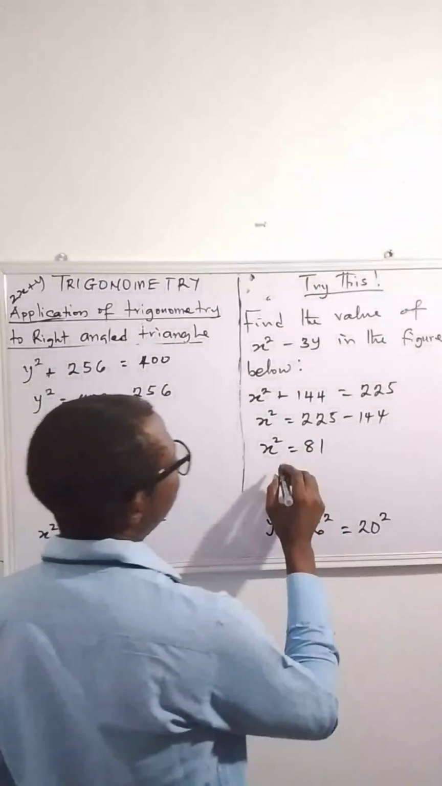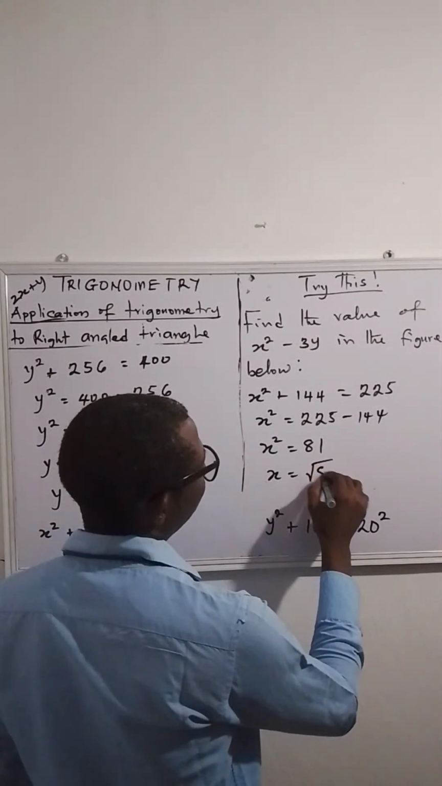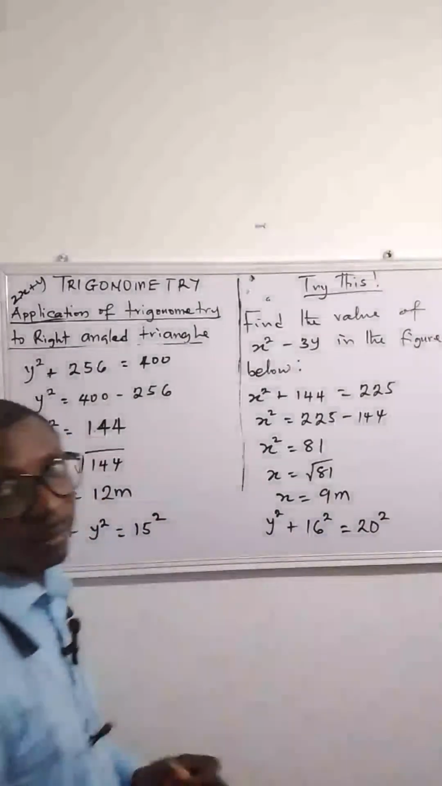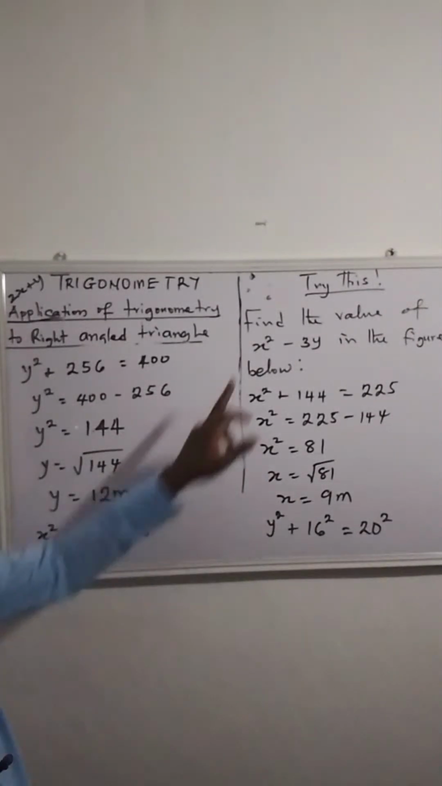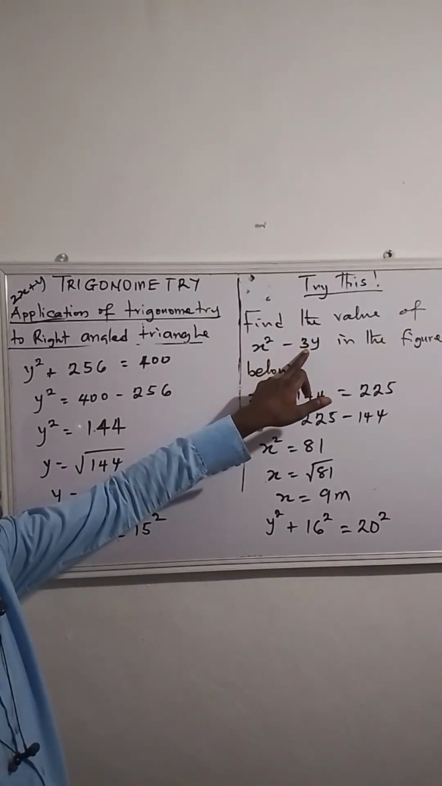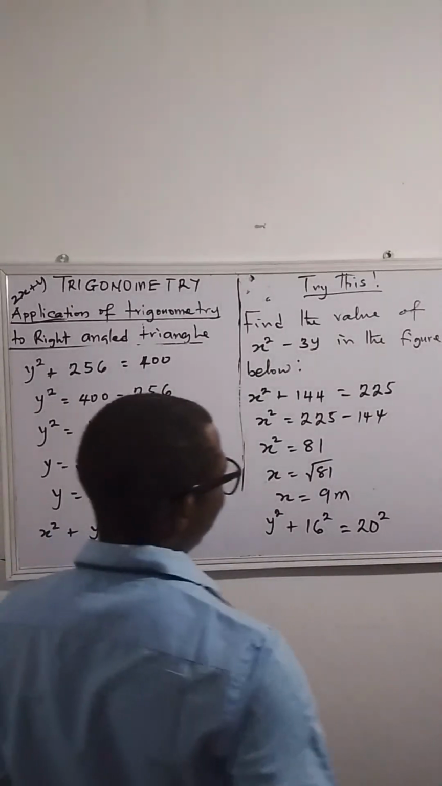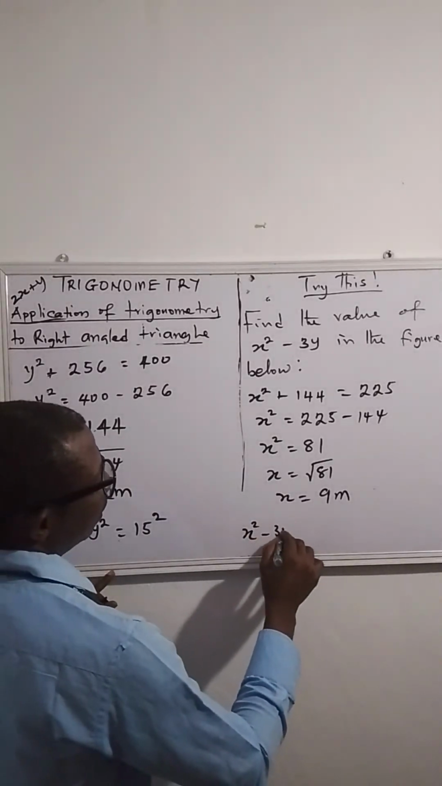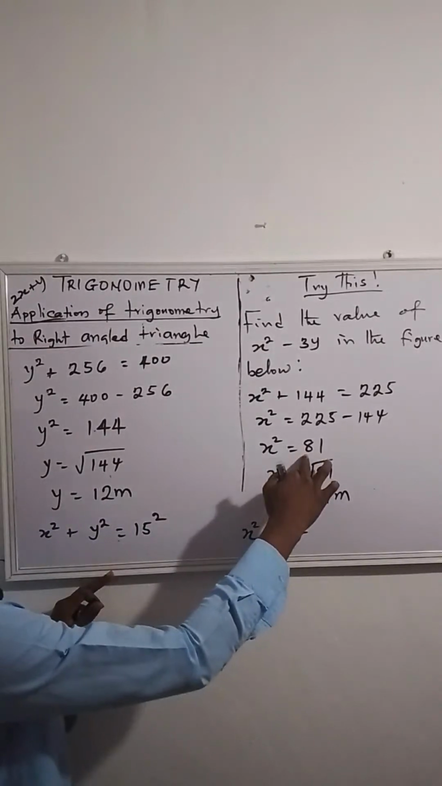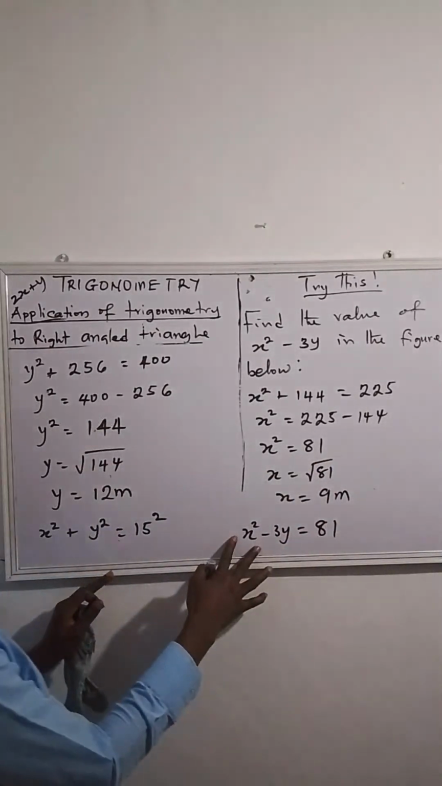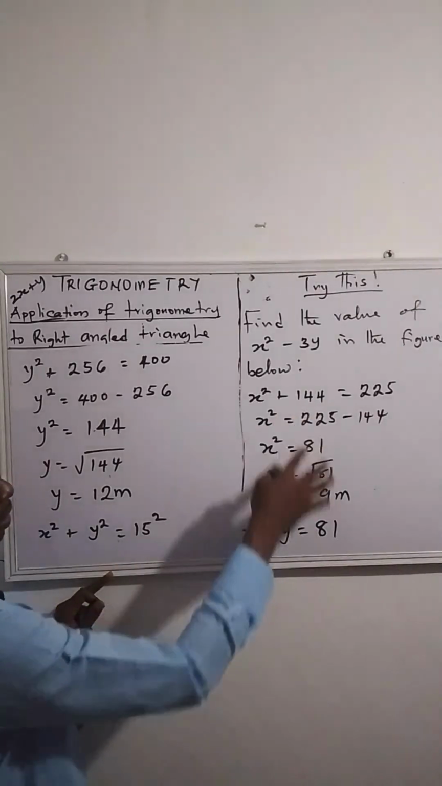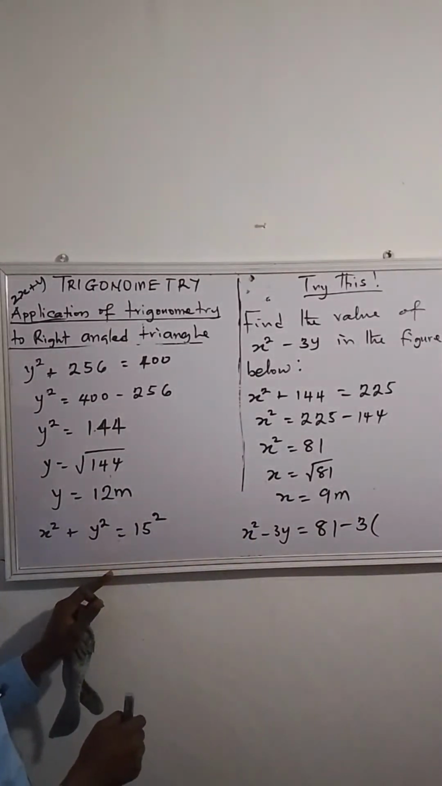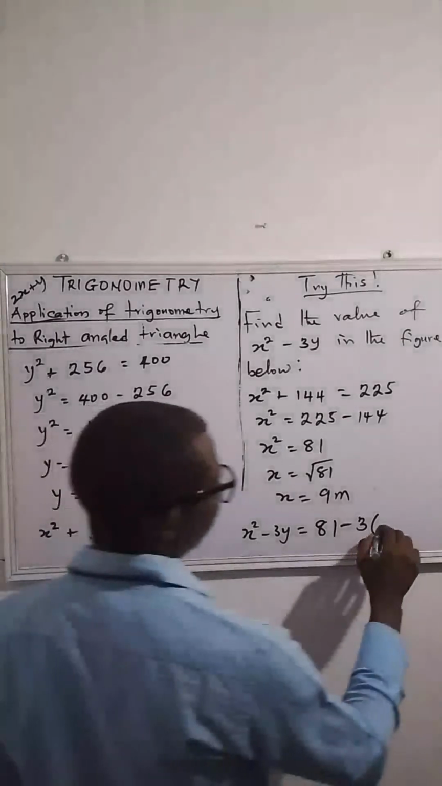So now we have x equals the square root of 81. And what is the value of x? x is 9 meters. All right. Now the question wants us to find x squared minus 3y. So we have x squared minus 3y equals, x squared is what? 81. So in place of x squared you plug in 81, minus 3 times, what is the value of y? I think we have gotten that before. That is 12.